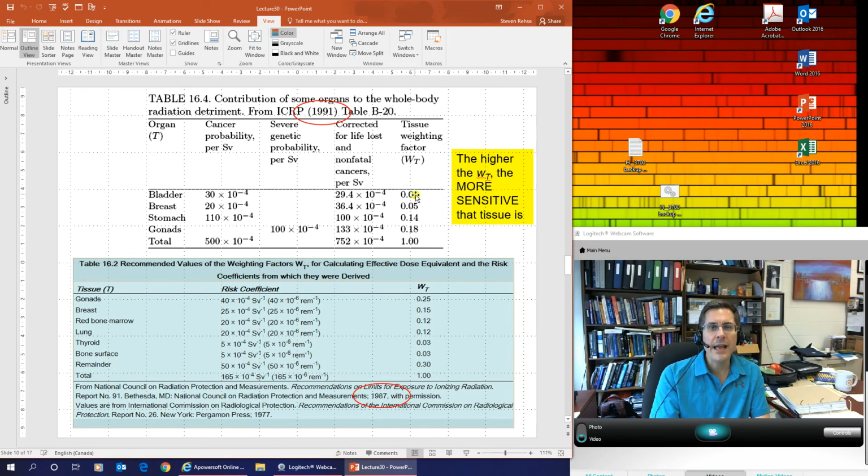All right, and how to interpret these things. Let me help you interpret these guys. The higher the WT, the more sensitive that tissue is. I'll show you another slide on that in just a second. But just remember, the higher that is, the more sensitive the tissue is. The smaller it is, the more dose that you can take.